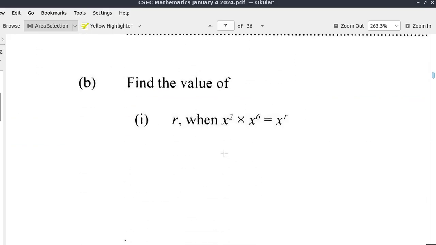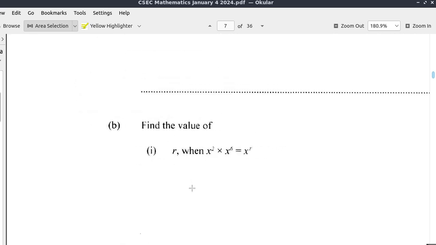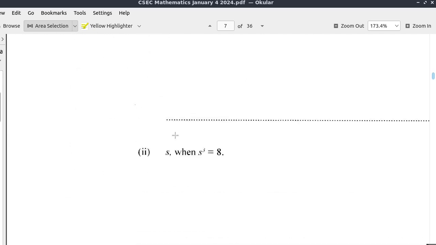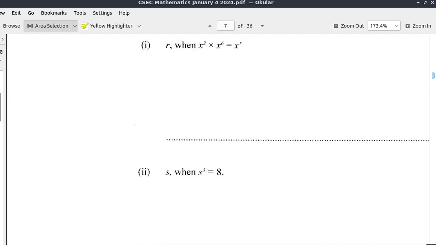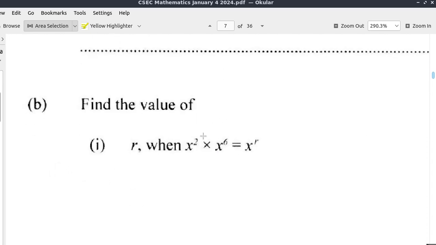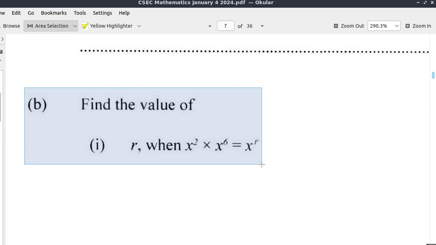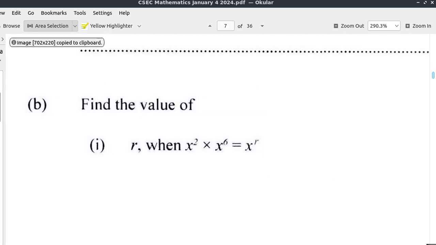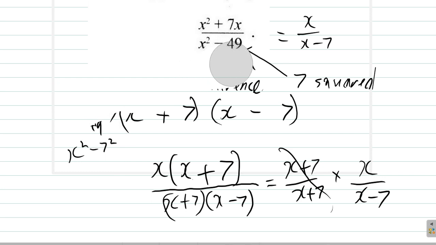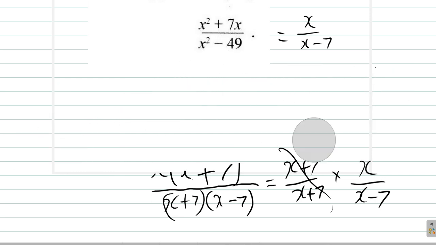In part B, 2 marks for you up here. How many marks for down here? Part B, 1 mark. Let me see what they say here. Find the value of R. Alright, let me put you over here. Let me erase some of the things here. Erase this and that and the other.